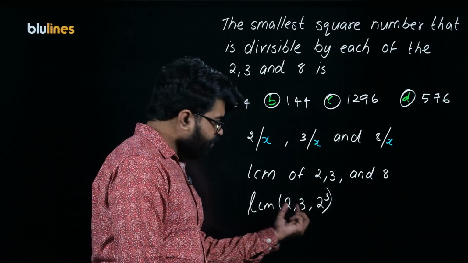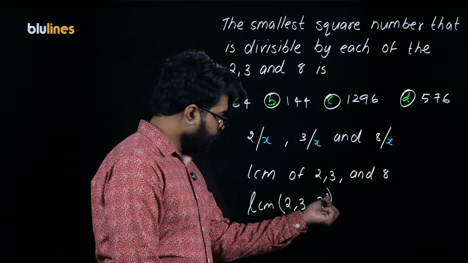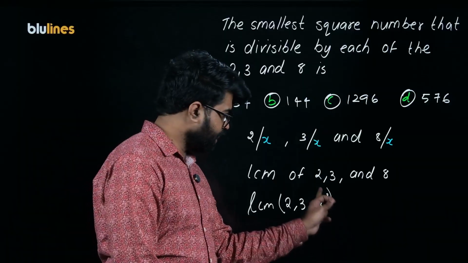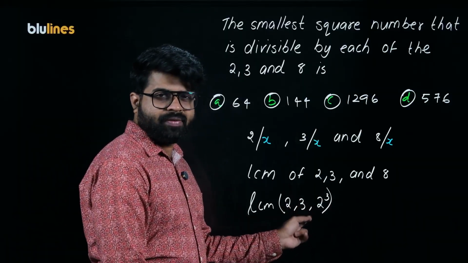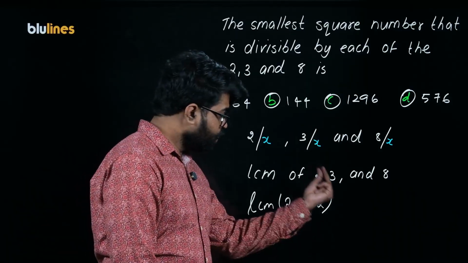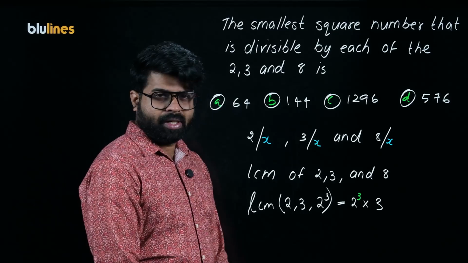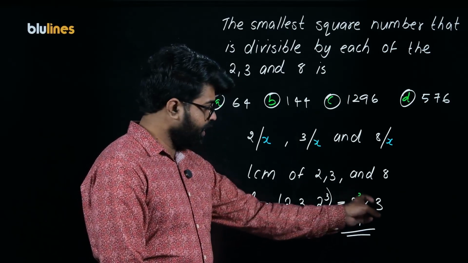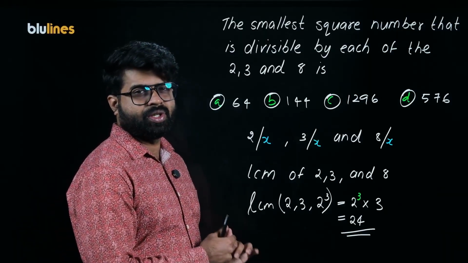So how can you find the LCM? Among these, we compare the highest powers. Here we have 2, here also we have 2. Among them, the highest power is 3, so we take 2 raised to 3 outside. Similarly, there is a term 3, which is accompanied by no other power. So 2 raised to 3 multiplied with 3, that is 8 into 3, which is equal to 24. So the LCM of these numbers is 24.